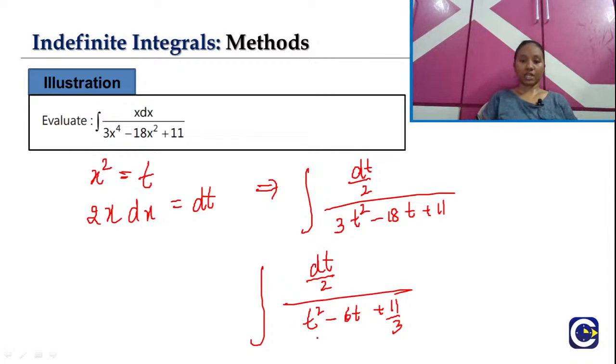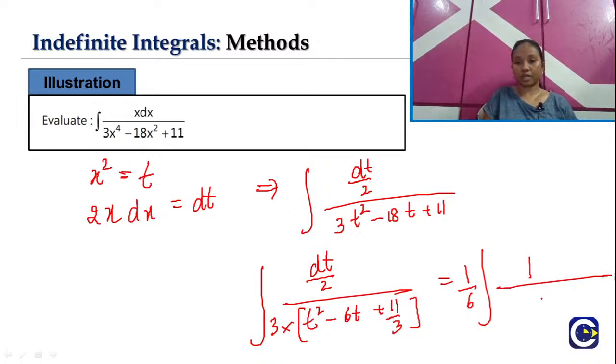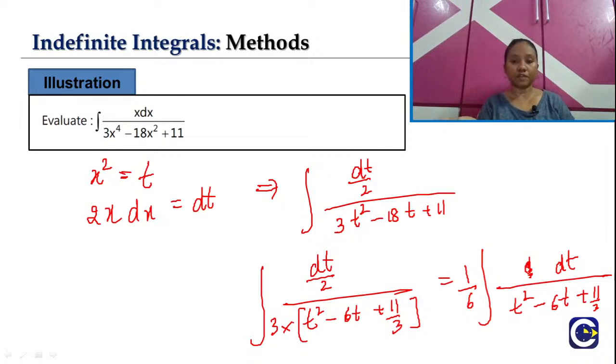As we divided by 3, it's obvious that we have to multiply. Right. So if I multiply here, I should multiply here with 3. Then it turns out to be 2 and 3, which is 6. So I'm just pulling the constant out, and I'll have t square minus 6t plus 11 by 3 dt. So this is the form of the given integral in terms of quadratic form.